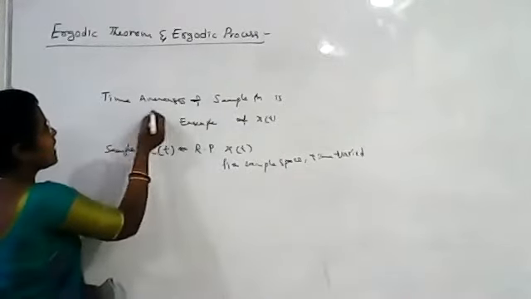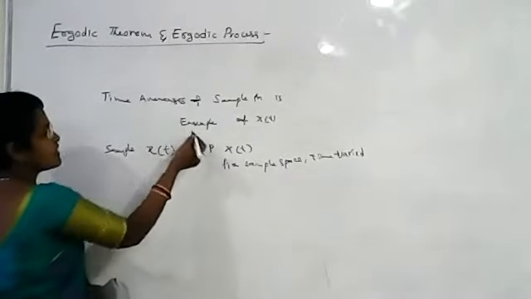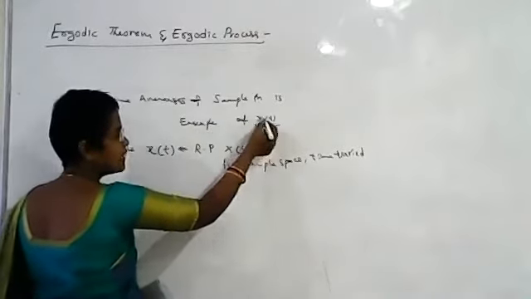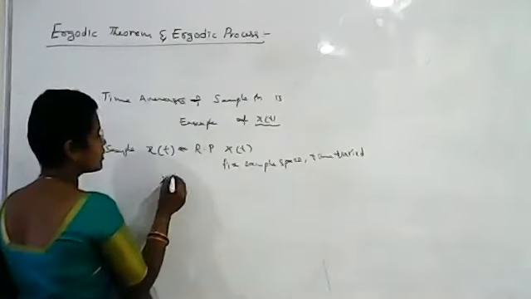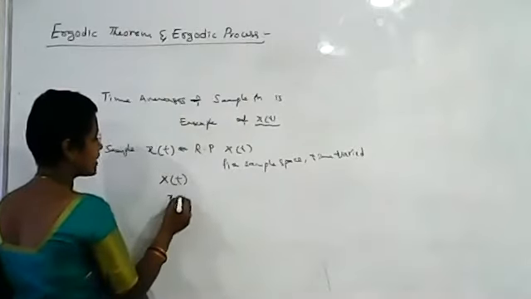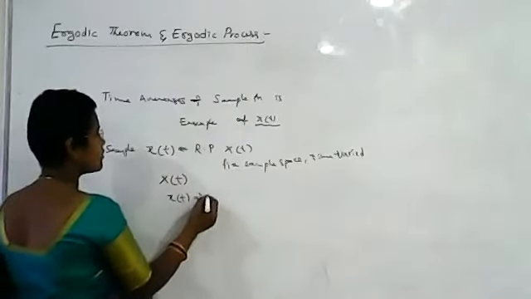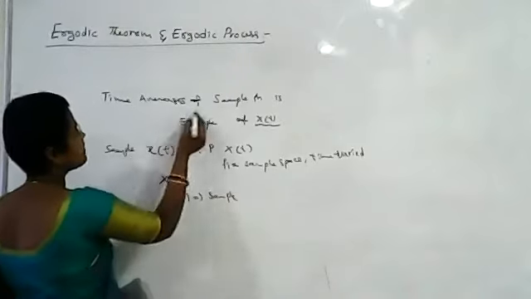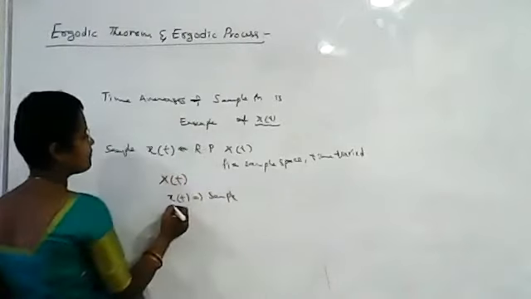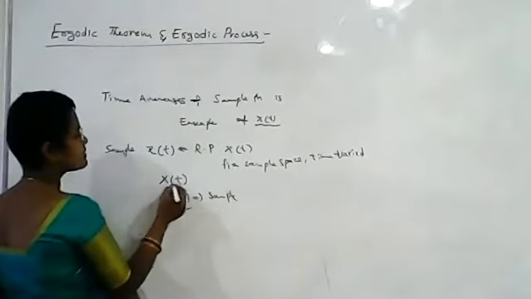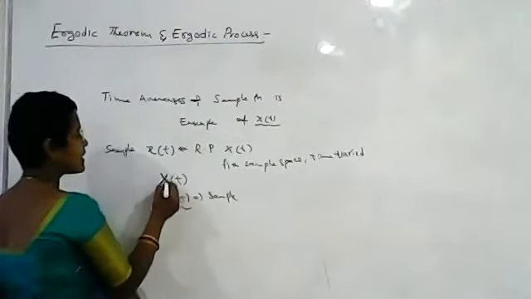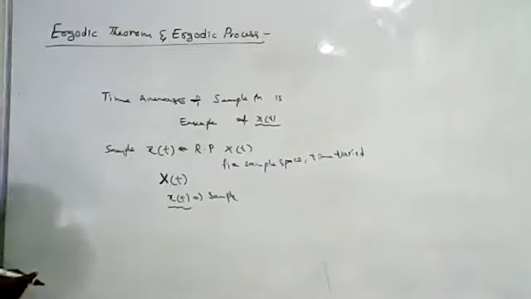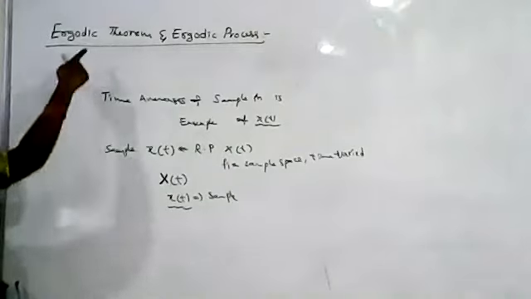Now the time average of a sample function is equal to the ensemble average of the random process. Here, capital X(t) denotes the random process and small x(t) denotes the sample function. So if the time averages of the sample function x(t) are equal to the ensemble averages of the random process X(t), then that random process satisfies the ergodic theorem.